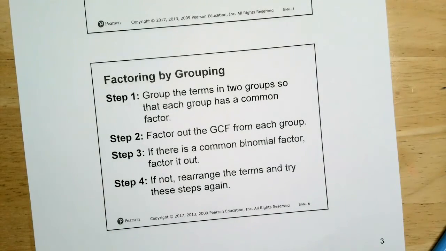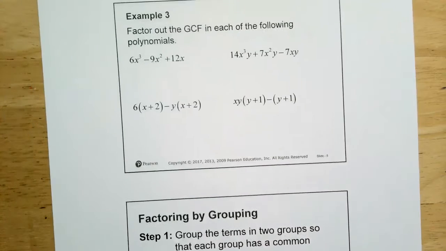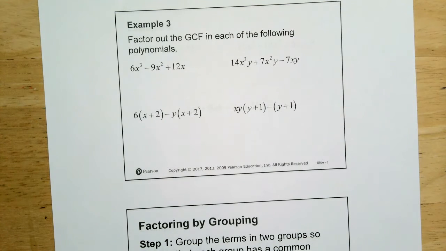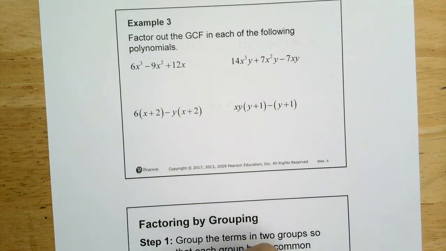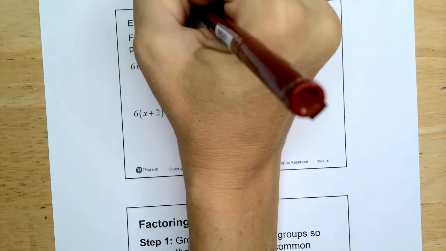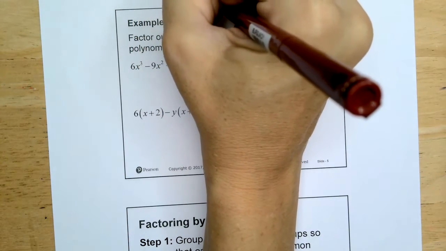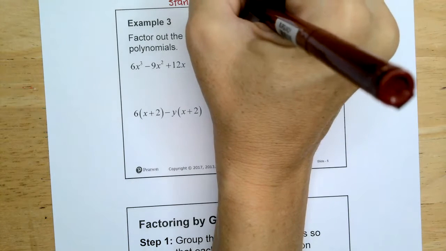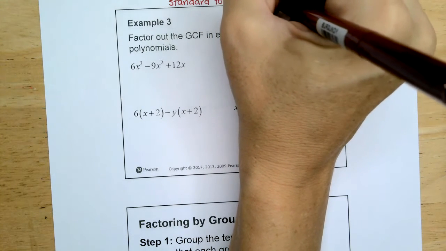So let's work some examples. Factor out the greatest common factor in each of the following polynomials. Okay, so basically these are all in standard form, and you are changing them to factored form.